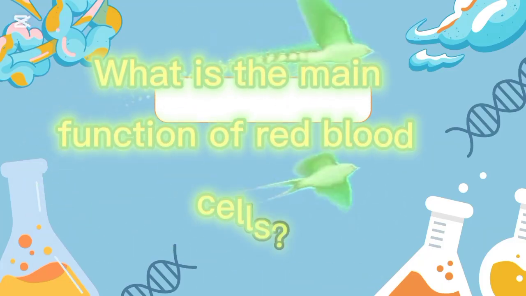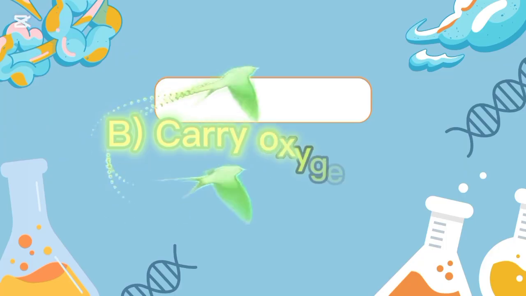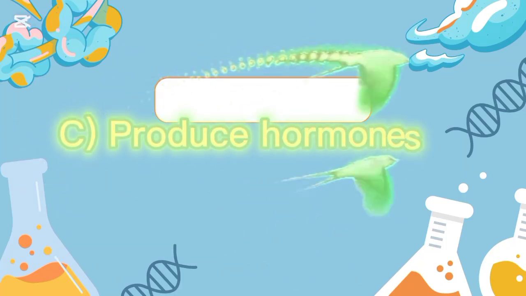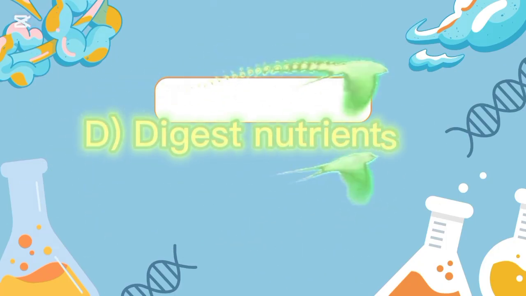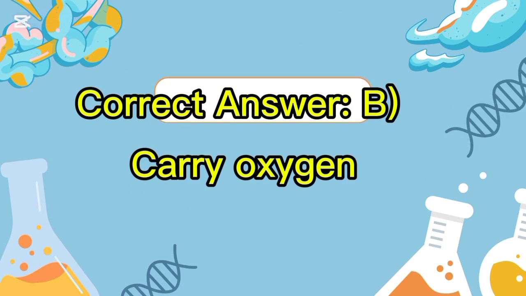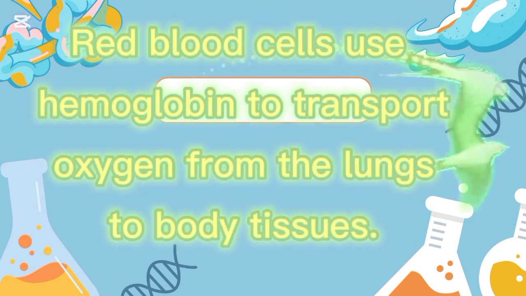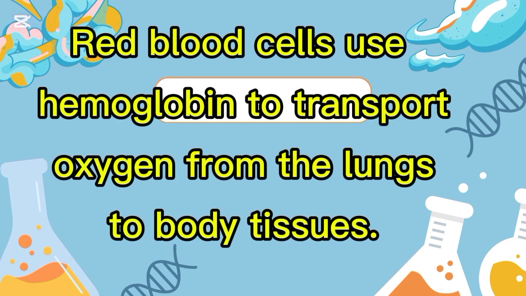Question number 8. What is the main function of red blood cells? A. Fight infection. B. Carry oxygen. C. Produce hormones. D. Digest nutrients. Correct answer, B. Carry oxygen. Explanation. Red blood cells use hemoglobin to transport oxygen from the lungs to body tissues.